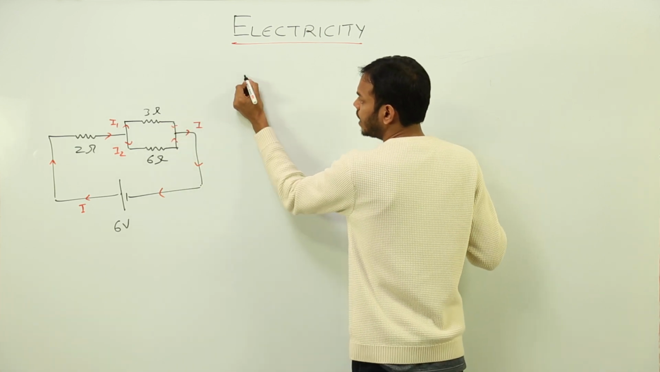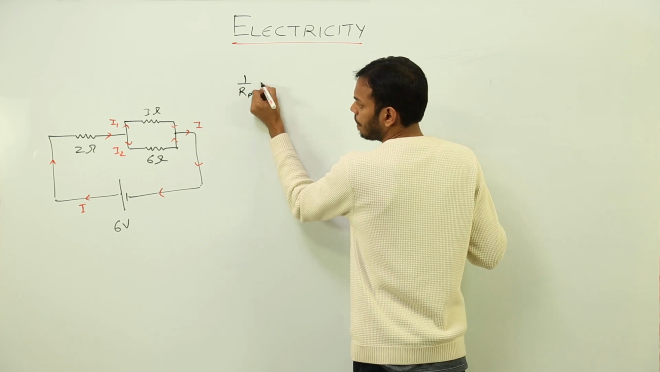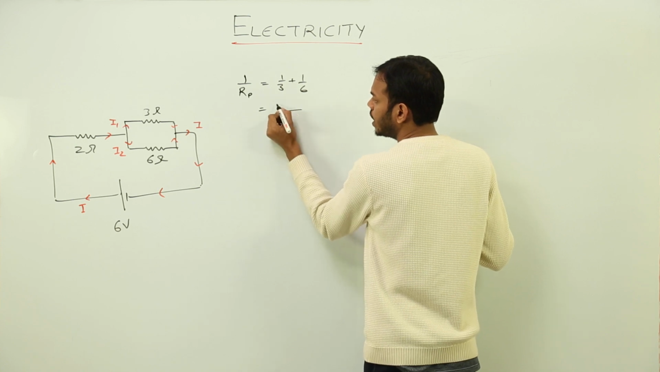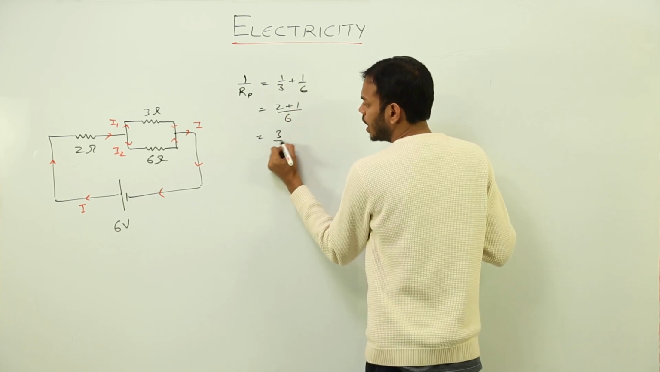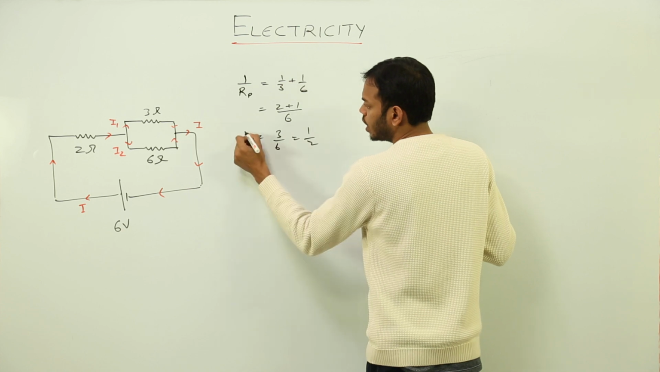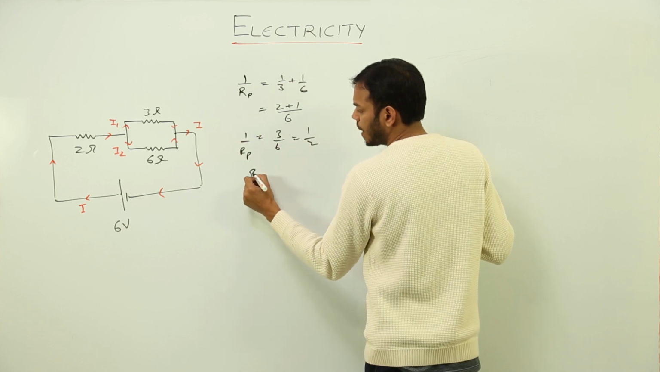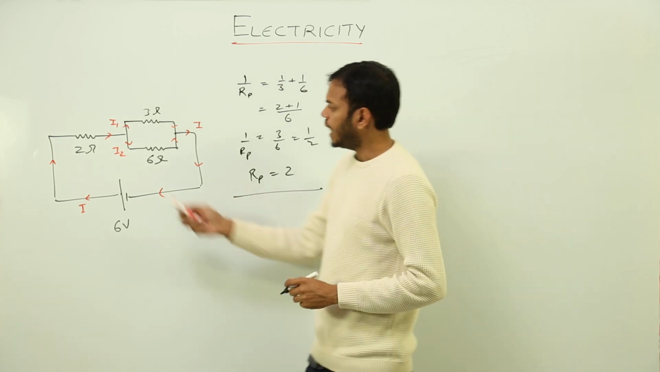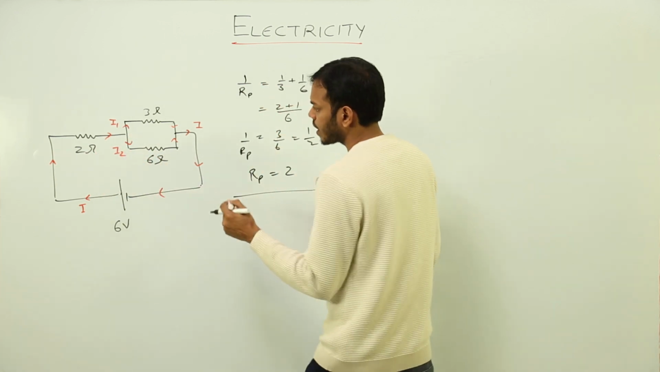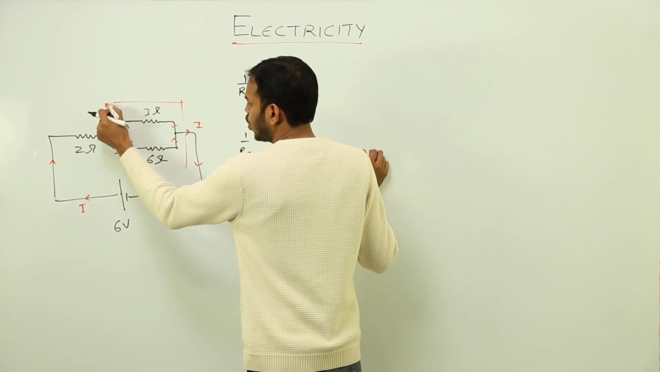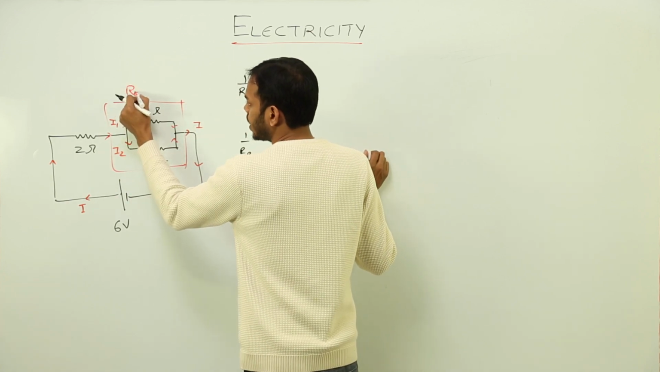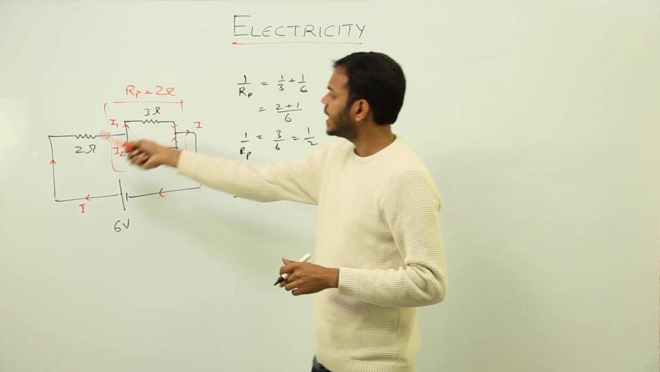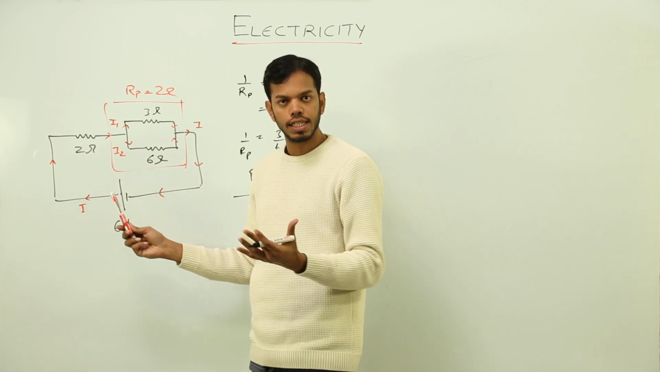For the parallel combination, 1 upon Rp is 1 upon 3 plus 1 upon 6. It's going to give me 2 plus 1, which is 3 upon 6, that is 1 by 2. So 1 upon Rp is 1 by 2, and reciprocated, the resistance in parallel is equal to 2 ohms. So this 2 ohm combination and this 2 ohm are in series right now.